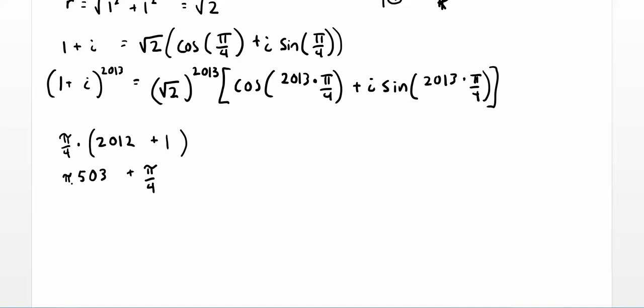Now, 503 pi is 251 and a half rotations. So I'm going to write this instead as 502 pi plus pi plus pi over 4. This is 251 rotations of pi. It doesn't really matter because every rotation you do on the unit circle, you start here, and you do 251 rotations, you're just going to get back to the same spot. So we actually don't care about this. All we need to do is think about cosine of pi plus pi over 4. Well, this is, of course, 5 pi over 4.